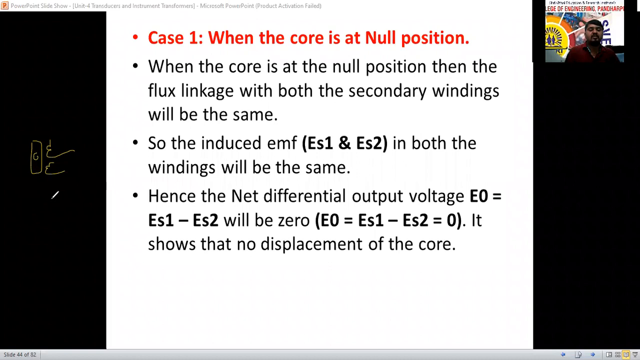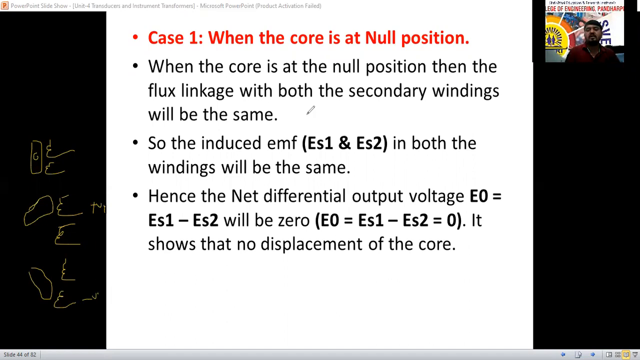If it is in the clockwise direction, then S1 is connected more and S2 is connected less here. On that condition, S1 is greater than S2, so ES1 is greater than ES2. So the output will be positive. For the anti-clockwise direction, ES1 is less than ES2, so on that condition the answer will be negative here.